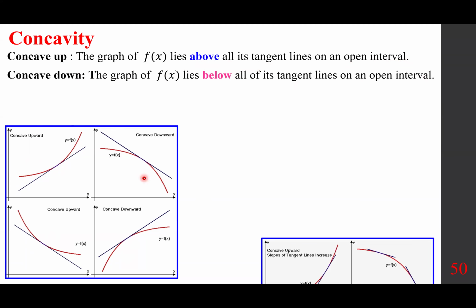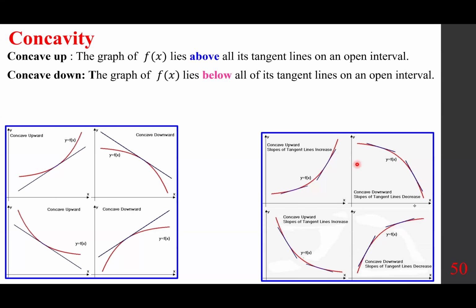Also, if we look at these two cases, what do we notice? If f double prime is positive, it means f prime is increasing, and that means concave up. I want to make sure we understand what happens. If you look at this one, and we did a couple of tangent lines, both these tangent lines have a slope which is positive. But I hope you see this is steeper and it's therefore larger than this one. On the other hand, these two, both of them have a negative slope. And this is steeper, so this is more negative than this one.